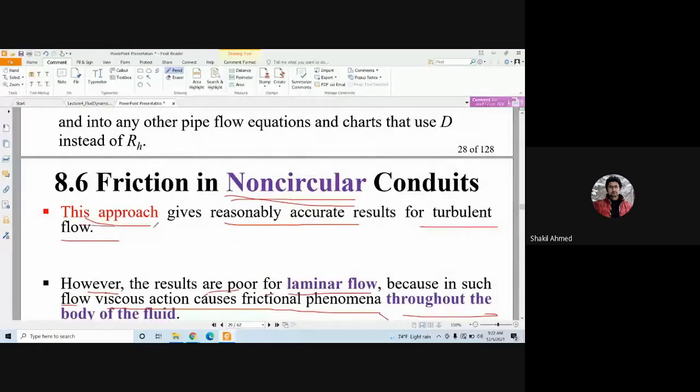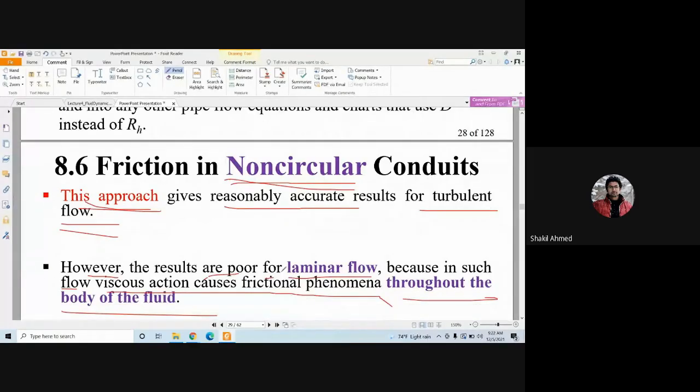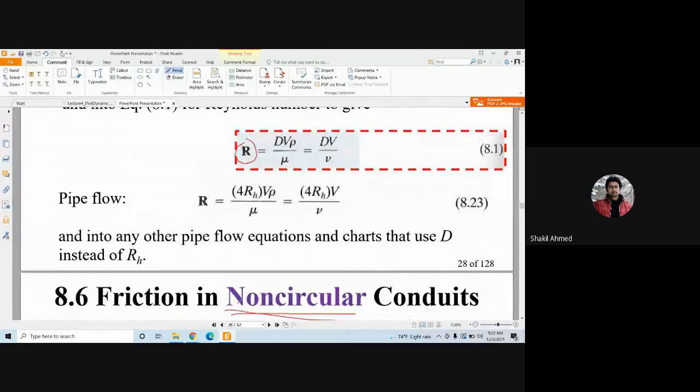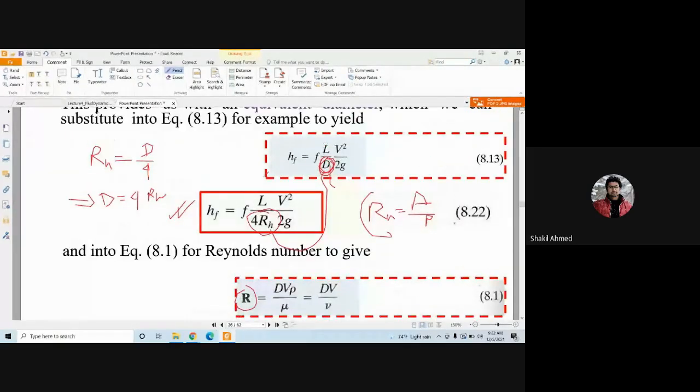Now, this approach gives reasonably accurate results for turbulent flow. However, the results are poor for laminar flow because in such flow, viscous action causes frictional phenomena throughout the body of the fluid. So what we have tried here is, we know that for a circular pipe flowing full, this is the equation.